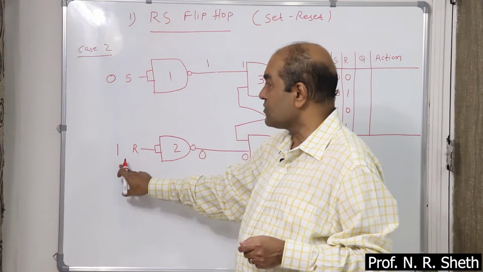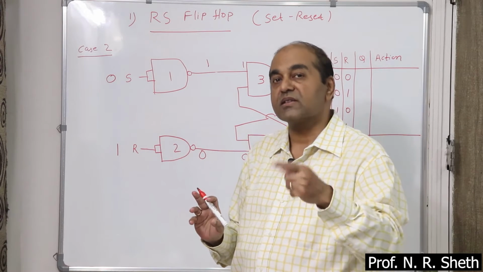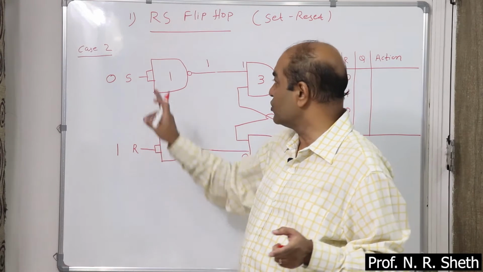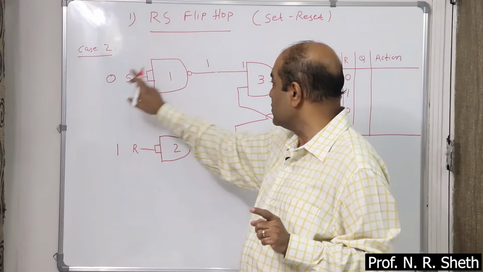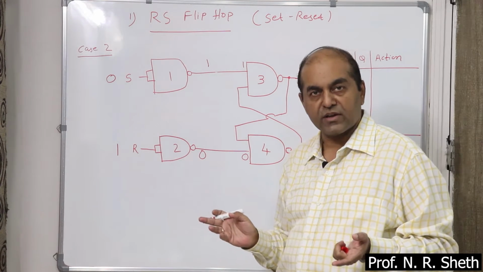Again, S is 0, R is 1. So actually these 2 NAND gates work as inverters because both the inputs are shorted. So this 0 becomes 1, this 1 becomes 0. It works as a NOT gate.